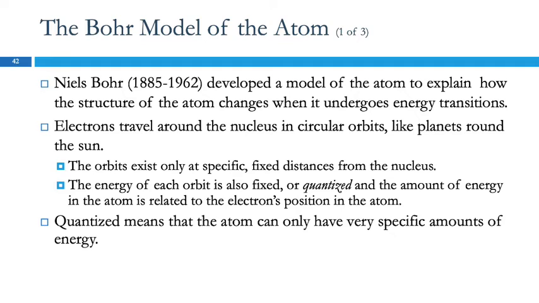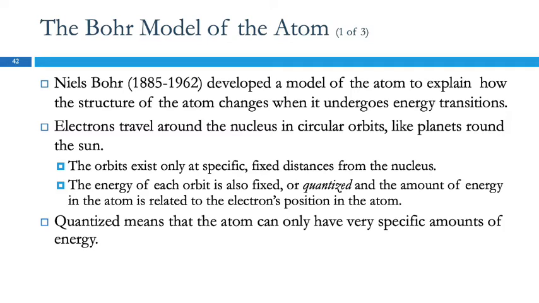So in this model, it's a lot like the solar system, where the sun is the nucleus, and the planets are the electrons. And the electrons are going around the nucleus like planets around the sun in these orbits, right? It's easy for us to think about that. The orbits exist only at specific fixed distances from the nucleus. The Earth has its particular orbit. You couldn't just move it in a little bit or move it out a little bit and have it at a different distance. That wouldn't work, right? There's only the specific distances. The energy of the orbit is fixed or quantized, and the amount of energy in the atom is related to the electron's position in the atom.